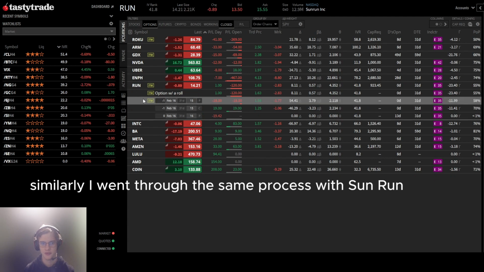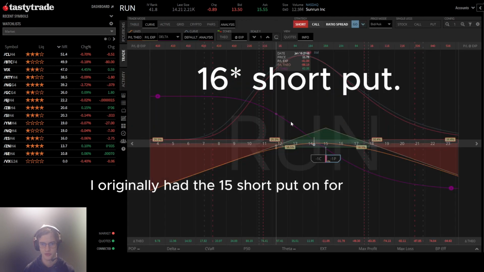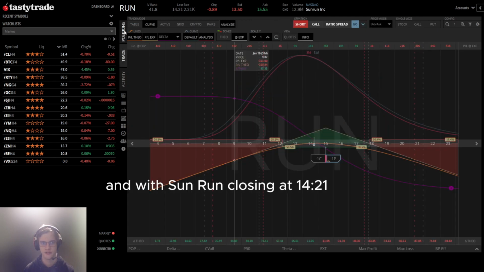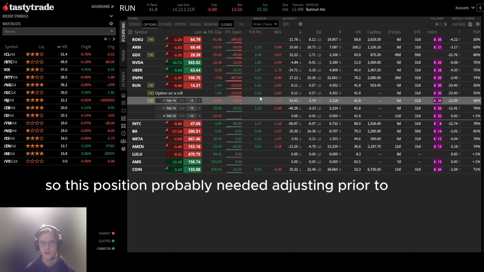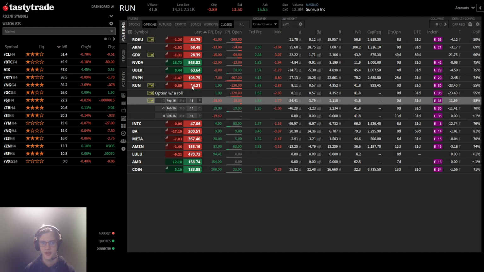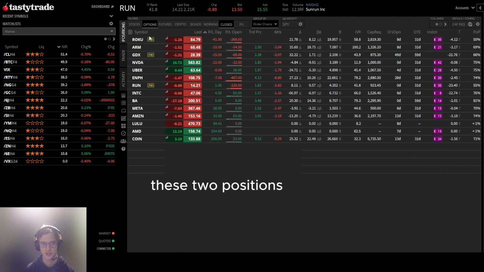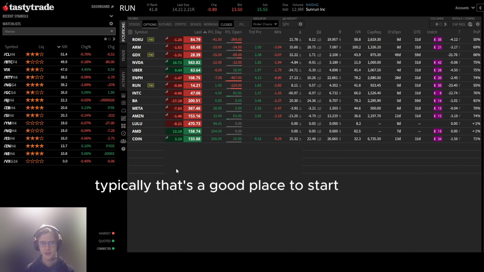Similarly, I went through the same process with Sunrun Solar. Sunrun, I originally had the 15 short put on for, and with Sunrun closing at 14.21, it was well past my $1.63 collected credits on the position. So this position probably needed adjusting prior to the adjustments that I had made to it, and I had decided that yes, these two positions, Roku and Sunrun, were both in the money and needed attention. Typically, that's a good place to start.